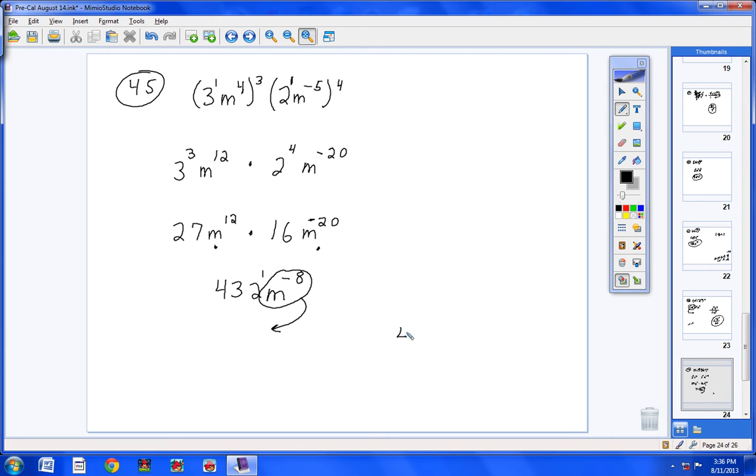So I would now have 432 over m to the positive 8. And that would be your answer. 432 over m to the positive 8.